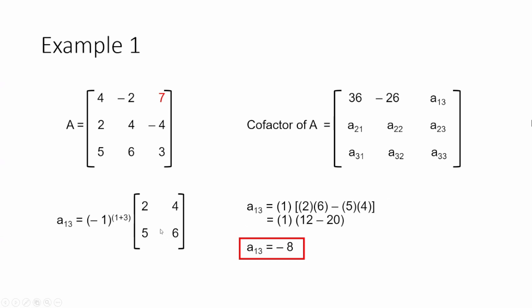So, kung 2, 5, 4, 6 yan, so that's equal to negative 1 raised to 1 plus 3 is equal to positive 1. 2 times 6 is 12 minus 5 times 4, 20.